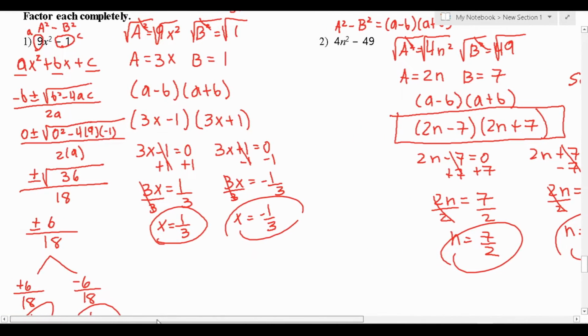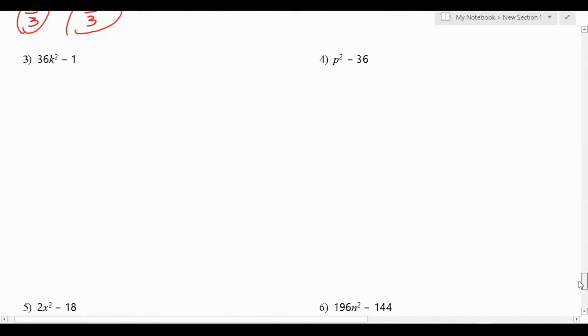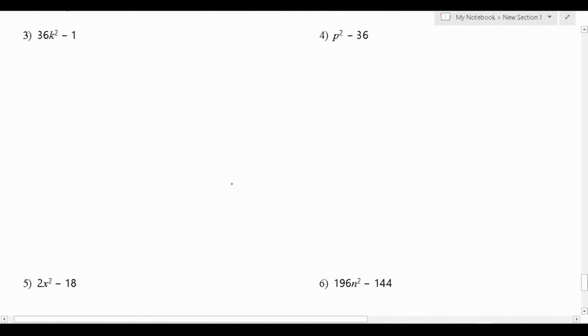Okay, so let's move on to number 3. There are 6 practice problems in today's video. So if it's helpful, you may want to pause the video at this point, try to work out these 2 problems on your own, and then resume playing the video in order to see if you and I came up with the same solutions in the same way.